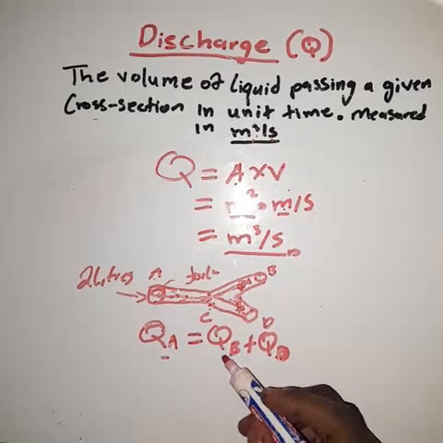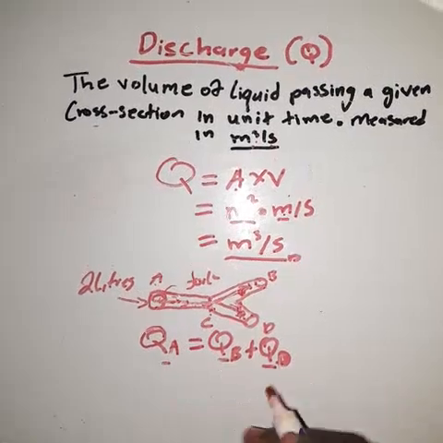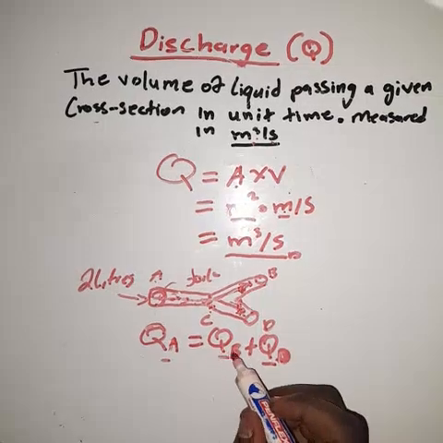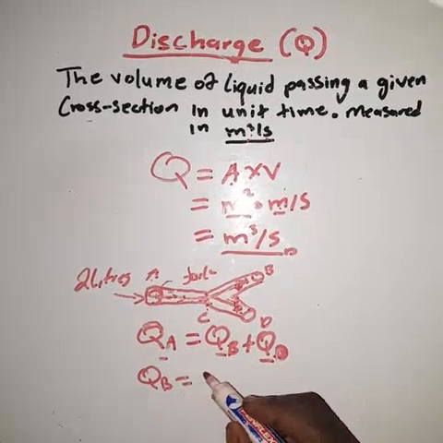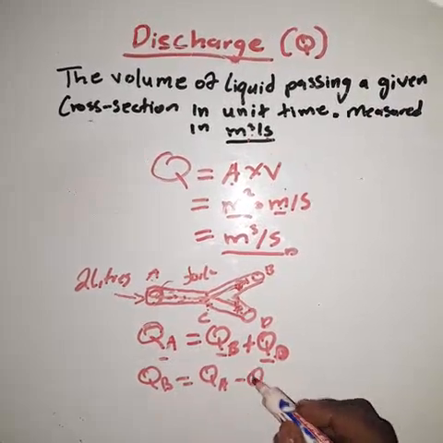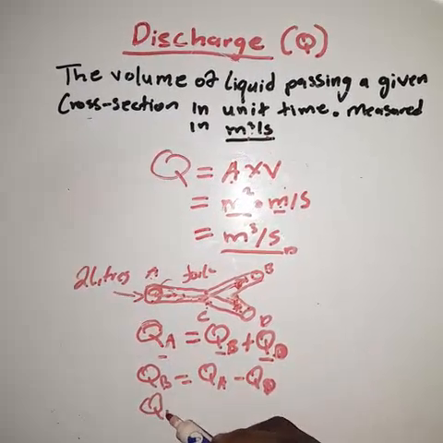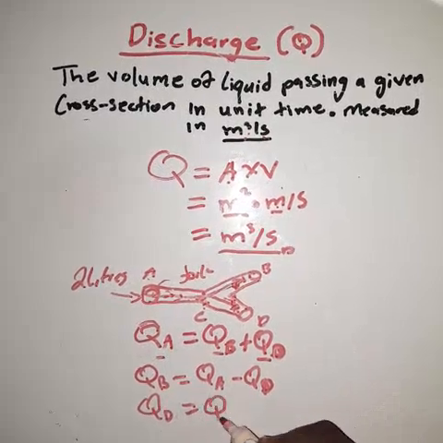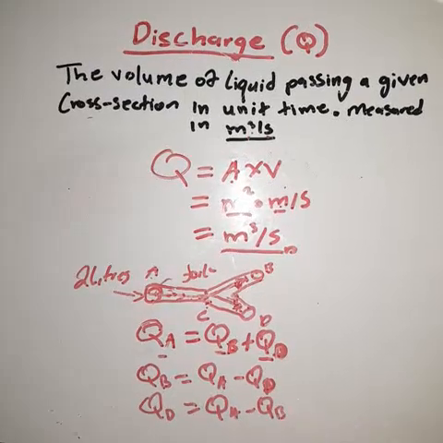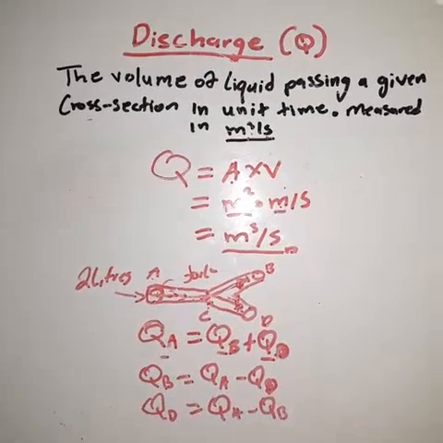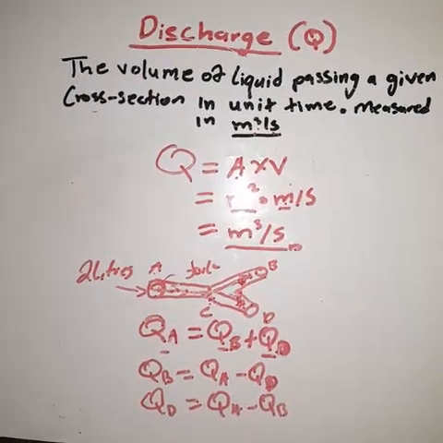The rate of flow at A must be equal to the sum of the two, the rate of flow at B and the rate of flow at D. Similarly, if you want the rate of flow at B, you make it the subject of the formula. QB will be equal to QA minus QD. Same applies if you want QD: QD is equal to QA minus QB. This is important. You have to remember this.